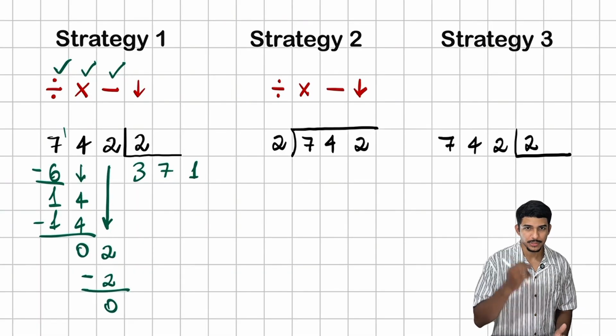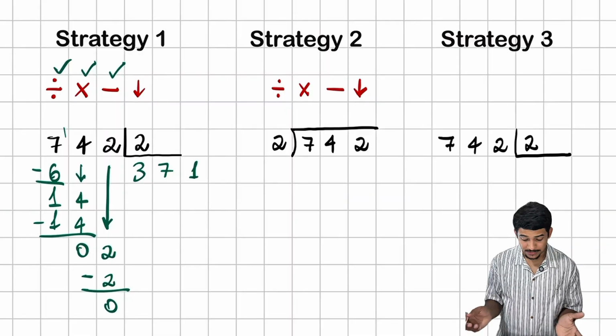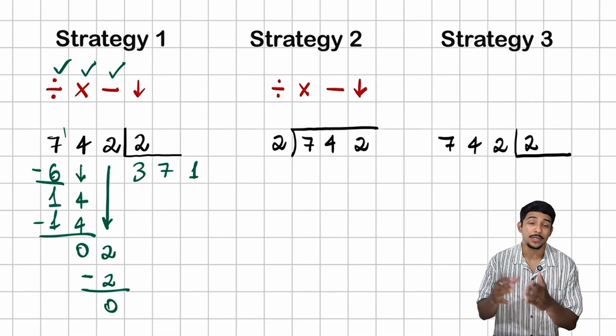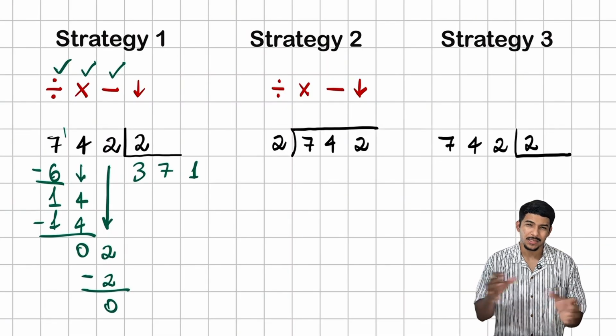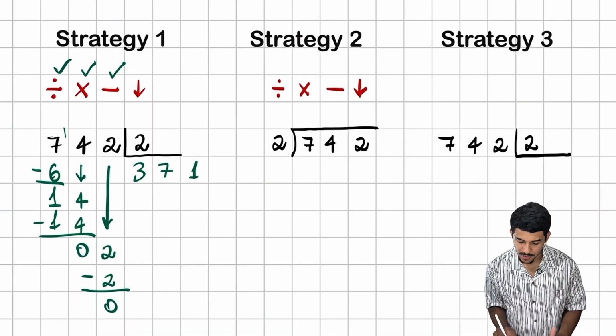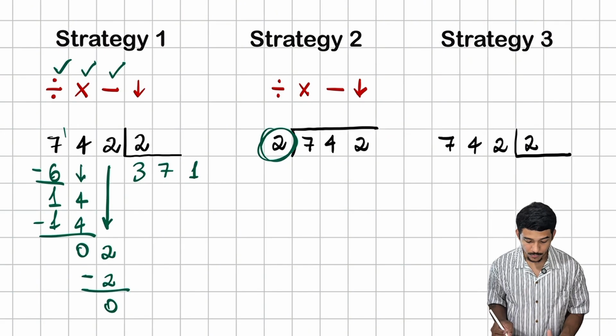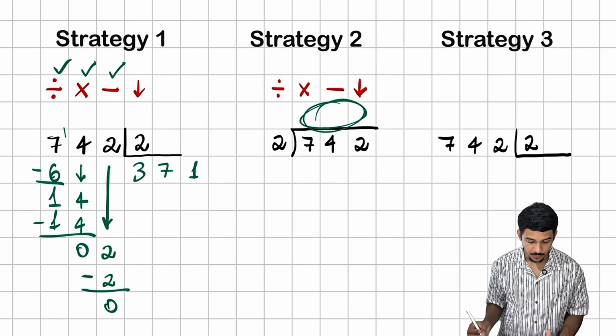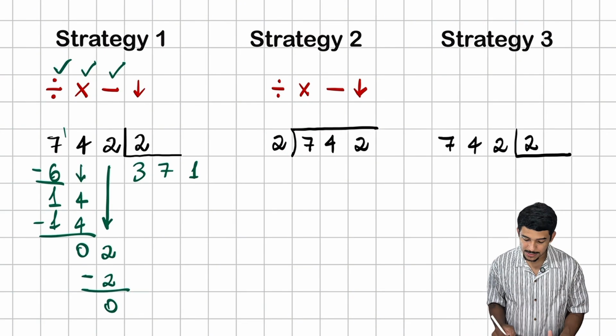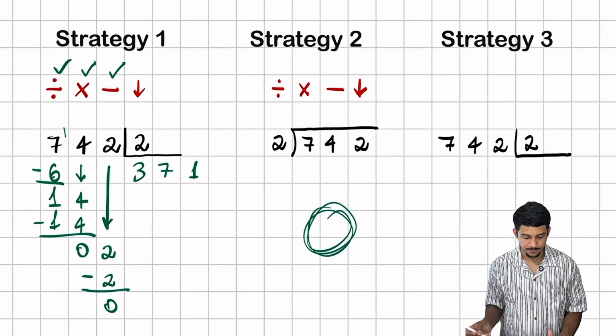Let's use now strategy 2. It's basically the same, but you are organizing the elements of this division in different positions. Here you have the dividend. Here you have the divisor. You are going to write the quotient right here, which is the result of our division. And here you are going to place the remainder.